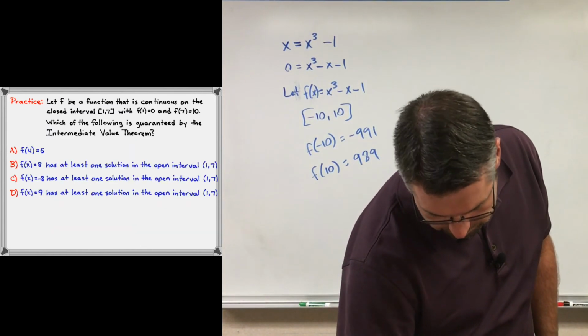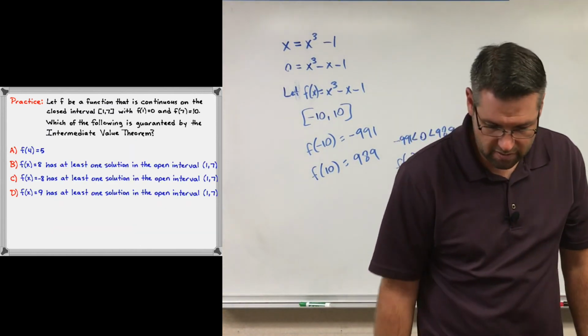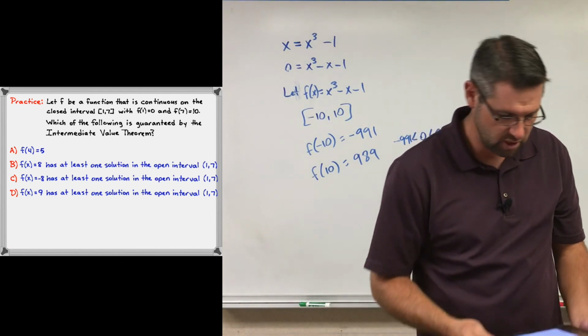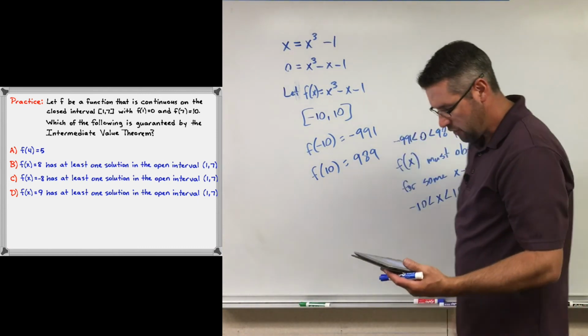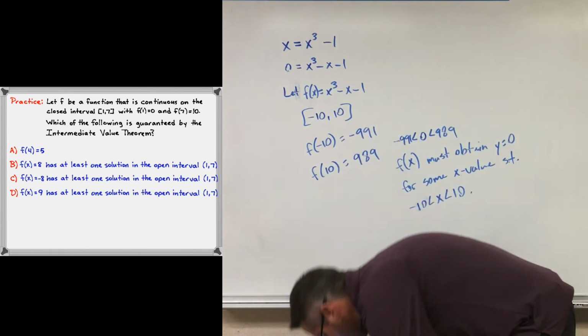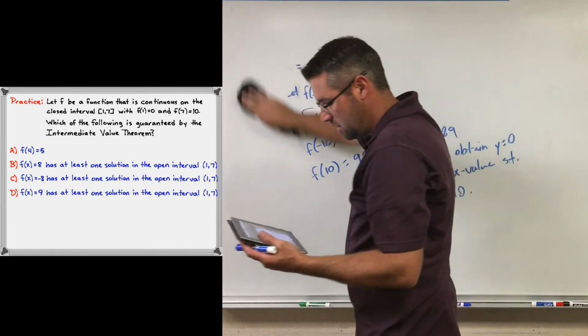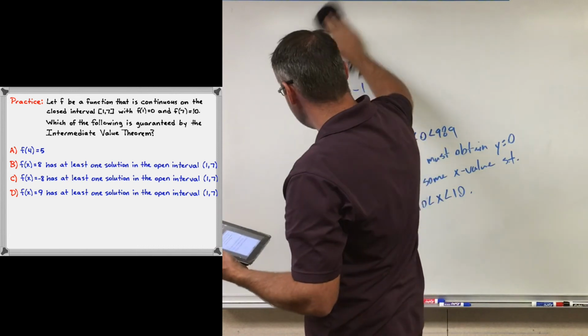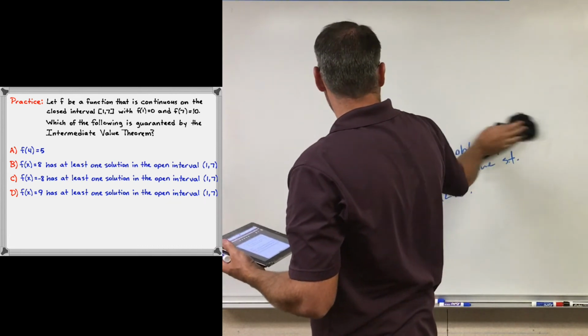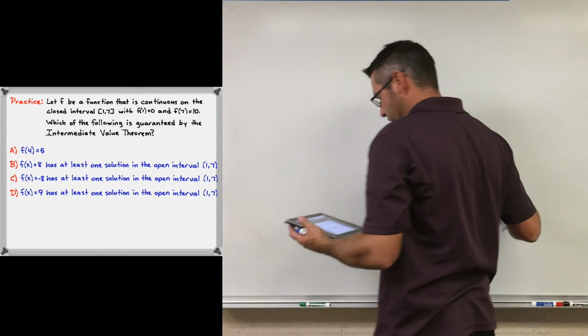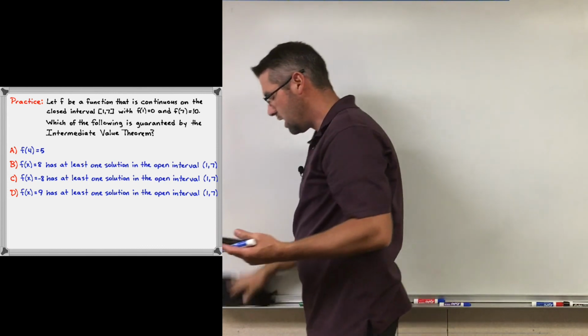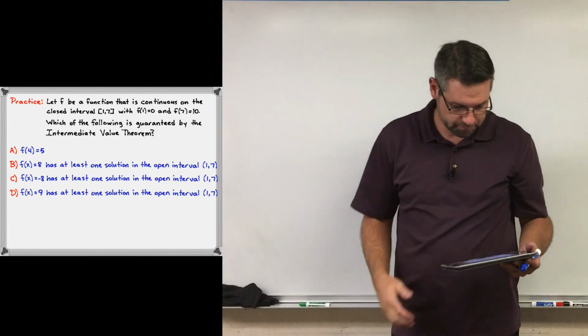All right. Let's go ahead and take a look at this one. It says, let f be a function that is continuous on the closed interval 1 to 7 with f of 1 equals 0 and f of 7 equaling 10. Which of the following is guaranteed by the intermediate value theorem? So I want you to go ahead and pause this, read those answers, see what you come up with, and then come back and see how you did.